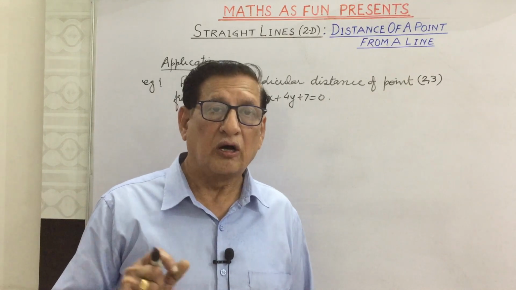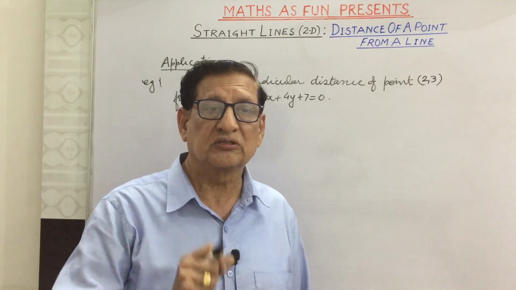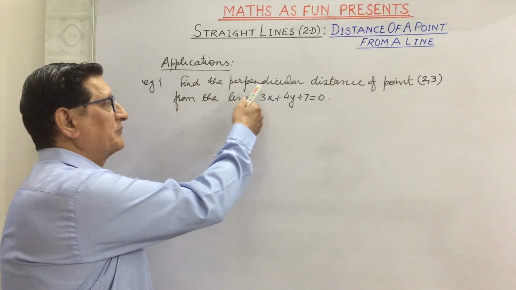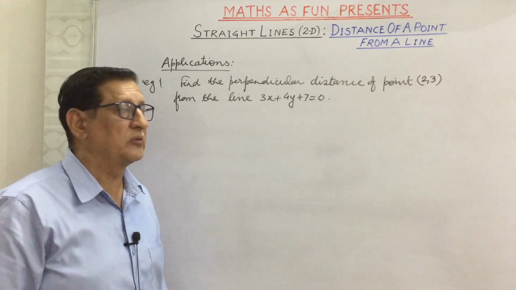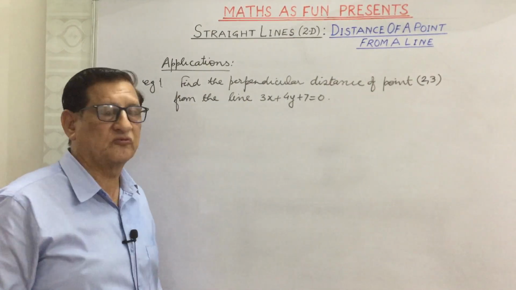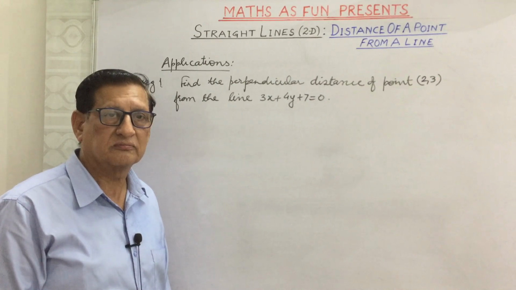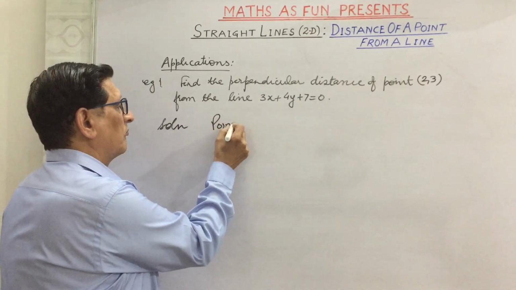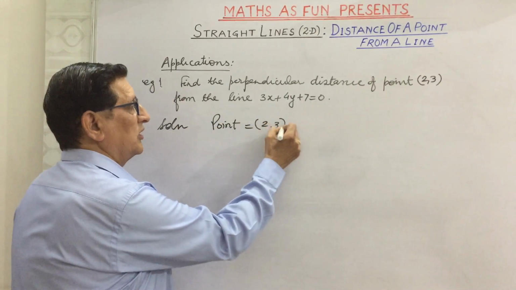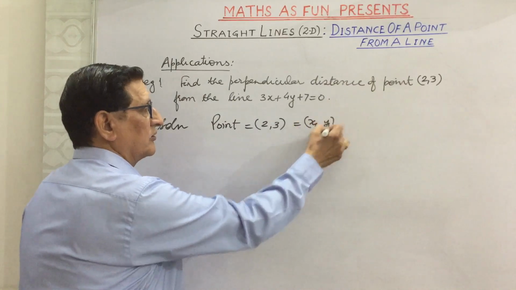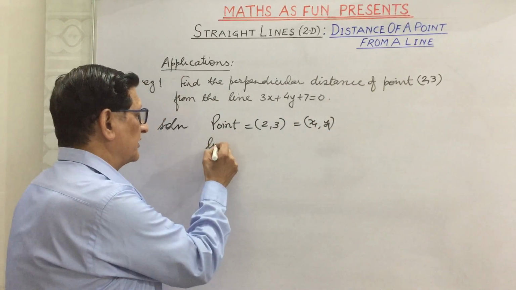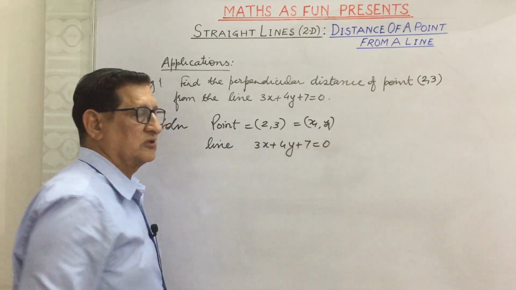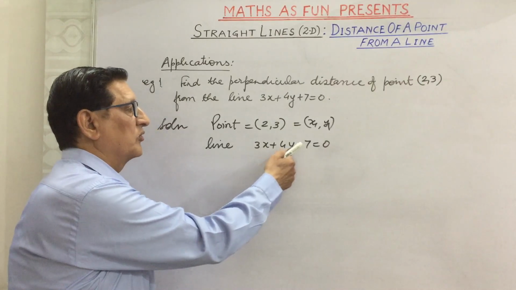For the applications of the concept which we have learnt just now in this video, we will discuss some examples, and the first one here is: find the perpendicular distance of the point 2, 3 from the line 3x plus 4y plus 7 equal to 0. See, here we have got the point 2, 3, that is x1, y1. The line here is 3x plus 4y plus 7 equal to 0. We find a is 3, b is 4 and c is 7.